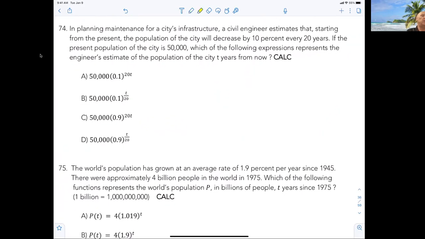I'm decreasing by 10%. I'm decreasing by 10%. That means I get to keep what percentage? 90%. This is an exponential. Right? Does everybody agree? I normally have 100%. If I lose 10%, I get to keep 90%. That's how automatically I knew it was either C or D.